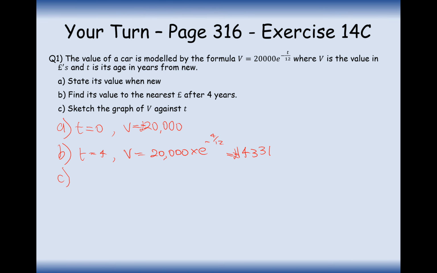Part C here is sketch the graph of v against t. Well, as the power has a negative sign, I know that as t increases, the exponential here is going to decrease. So our starting value is going to be 20,000, and it's going to decrease over time and tend towards 0.